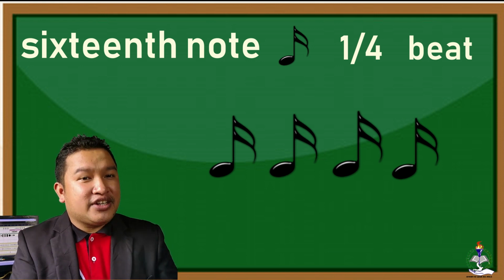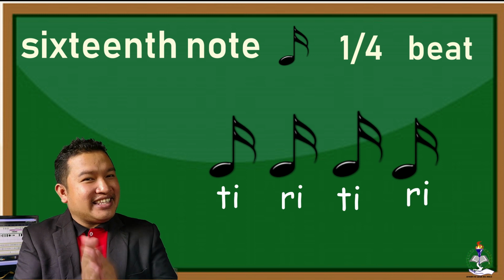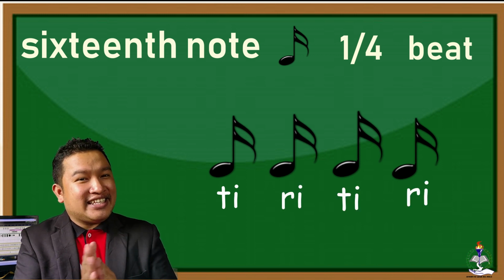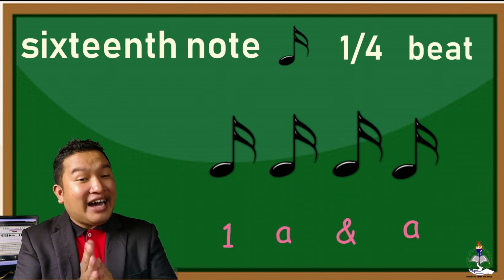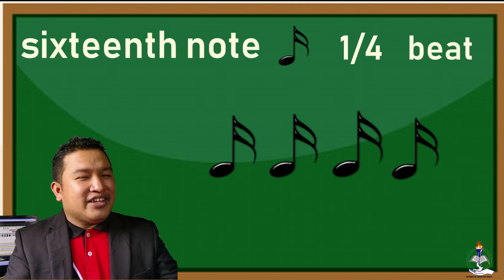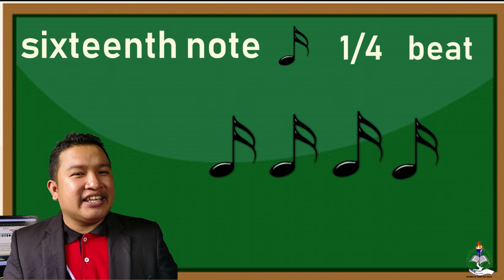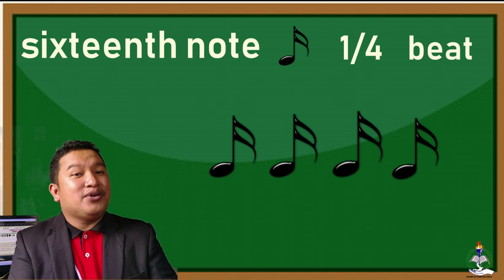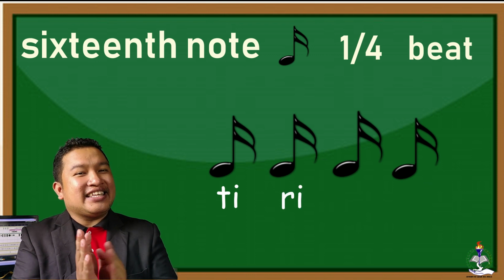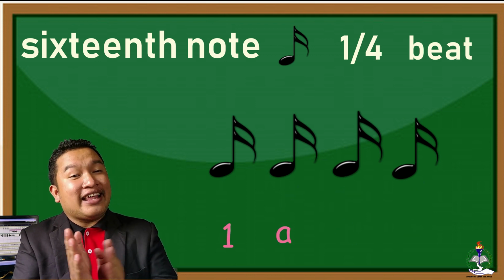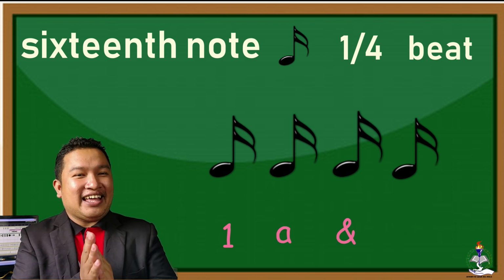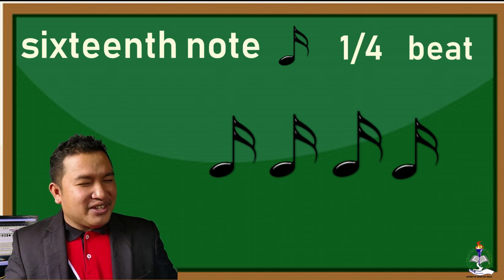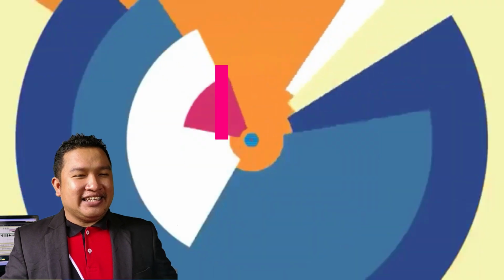2, ready, go. Tiri tiri tiri tiri tiri tiri tiri tiri. 1 and a, 1 and a, 1 and a, 1 and a. Okay? Now let's do it again. 1, 2, ready, go. Tiri tiri tiri tiri tiri tiri tiri tiri. 1 and a, 1 and a, 1 and a, 1 and a. Did you do it? Very good and very well done.